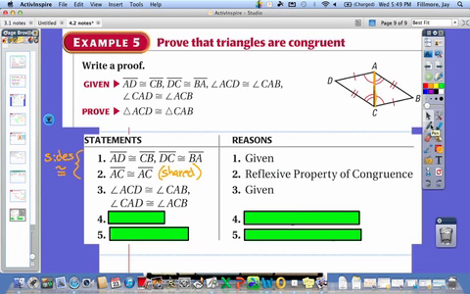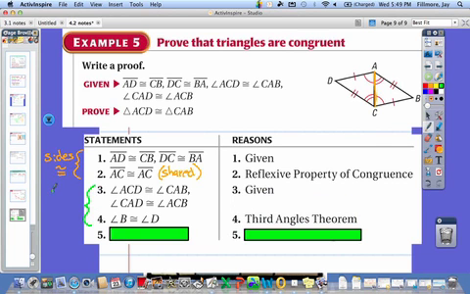Well, if we know that two pairs of corresponding angles are congruent, we can deduce or conclude that the third pair will be congruent as well. And that's the theorem we just went over, the third angles theorem. That if two pairs of corresponding angles are congruent, so is the third pair. That's hence the name third angles theorem. So then we proved all of our angles here, all of our corresponding angle pairs, are congruent.